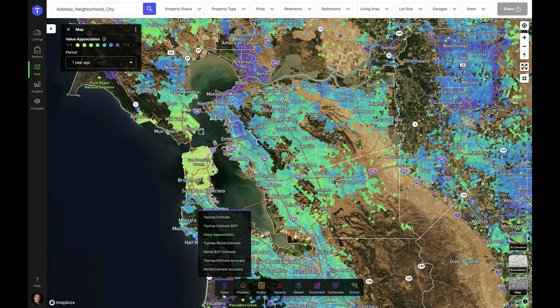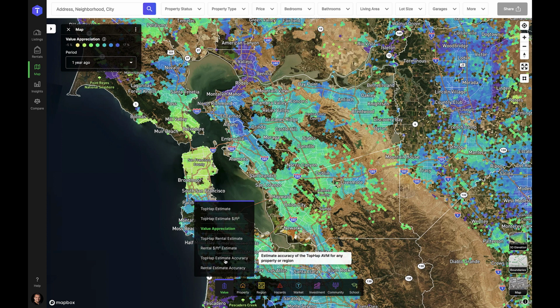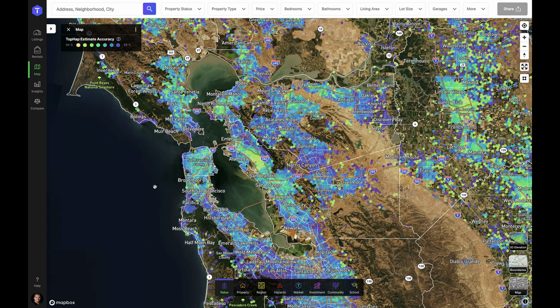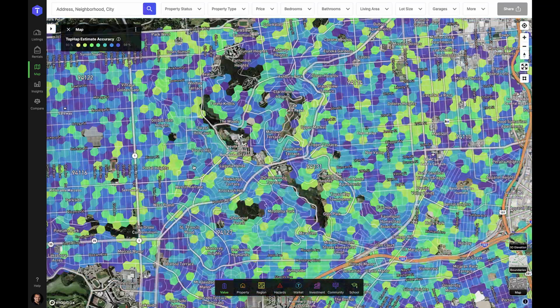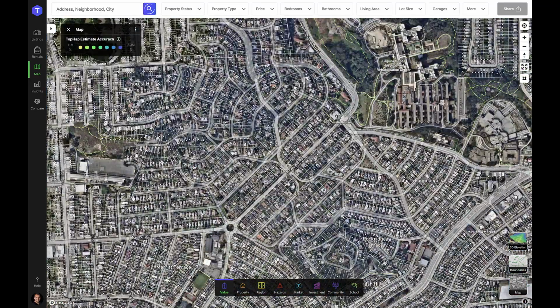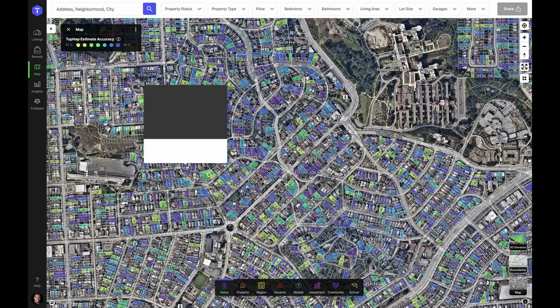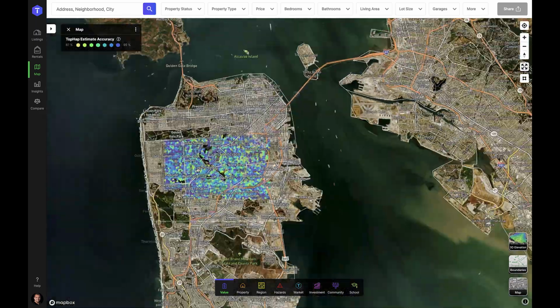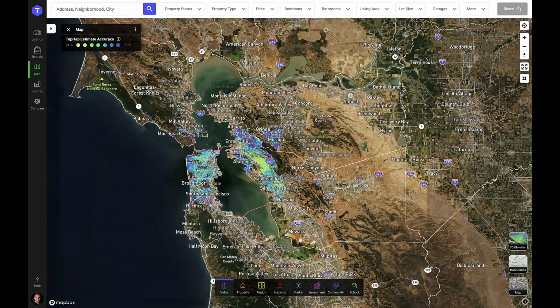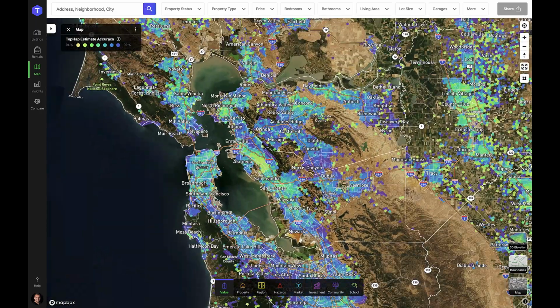The TopHap Estimate Accuracy layer allows you to analyze the accuracy of the TopHap AVM in different regions. It's very important for us to be transparent with our valuation estimates, and with this layer you can see just how accurate we are. As you zoom in, you will notice that not all properties have the accuracy score. We backtest our AVM model against historical sales and calculate the accuracy of the prediction for the date of the transaction. If a property hasn't sold in the last 20 years, then it will not have an accuracy score.